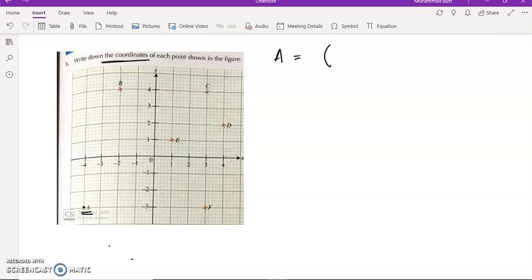So first of all, you are going to find out the value of point A on the x-axis. This is the x-axis, the horizontal direction, and we are going to find out where it meets on the x-axis. It's minus 4. So we are going to write the value on the x-axis first and then the value on the y-axis. On the y-axis the value is minus 3. So the coordinates of A are minus 4 and minus 3. Minus 4 is the x coordinate and minus 3 is the y coordinate.